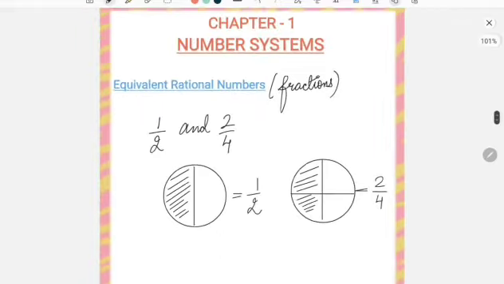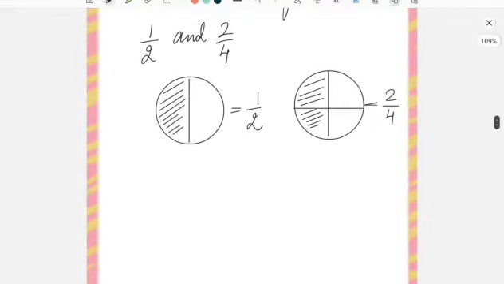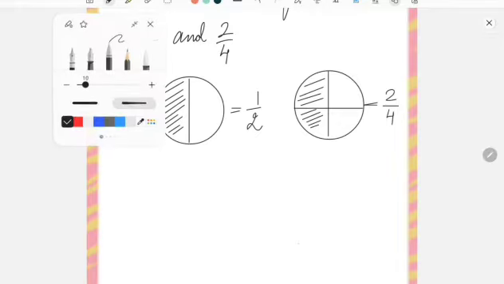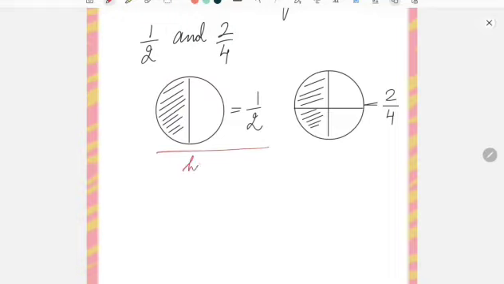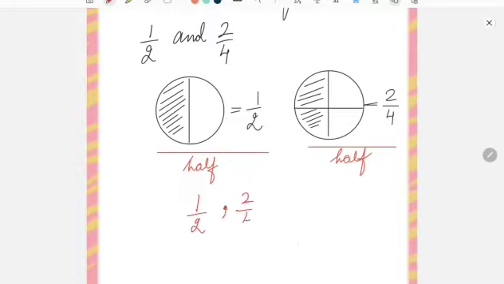Now we'll see how these two fractions are equivalent. What do you call this fraction? You call it half, right? You call this also half because half of the parts are shaded. So 1 by 2, and the other one is 2 by 4.